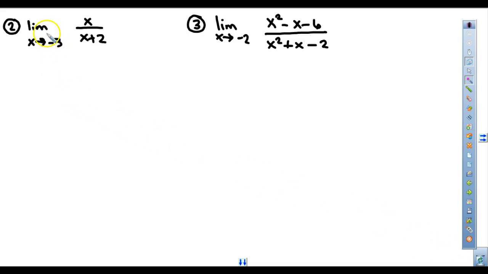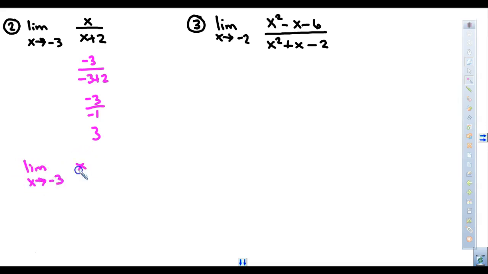Okay? First one right here. The limit as x approaches -3. What we're going to do is we're just going to plug this in. -3 over -3 plus 2. That gives me -3 over -1. My answer is 3. I got a number. I'm done. That is my limit. So the limit as x approaches -3 of x over x plus 2 is equal to 3. Yes, this is how you write your answer. Okay? And you're done.